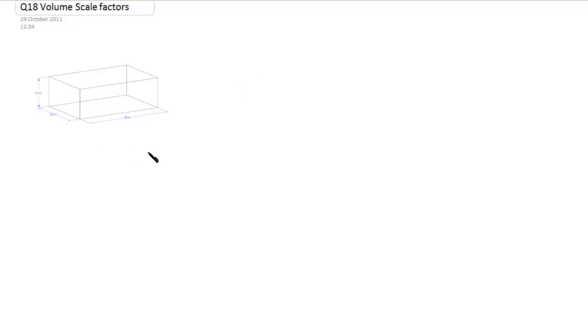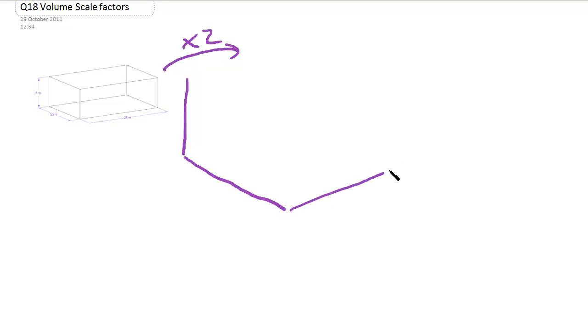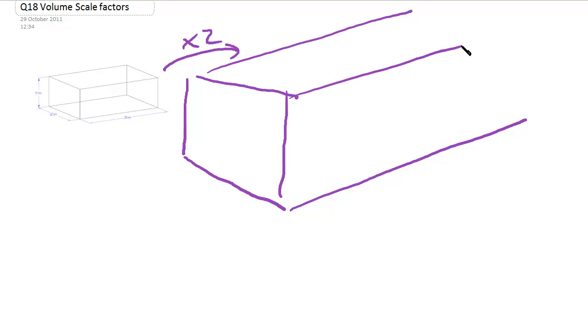Okay, have a look at the effect that enlarging a shape has on the area and the volume as well as the lengths. So let's just imagine what happens if I times all the lengths in this shape by a scale factor of 2. So the height is going to double, the width is going to double, and the length is going to double. So let's just draw our sketch of this shape.